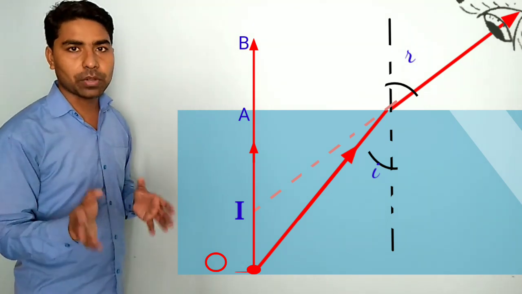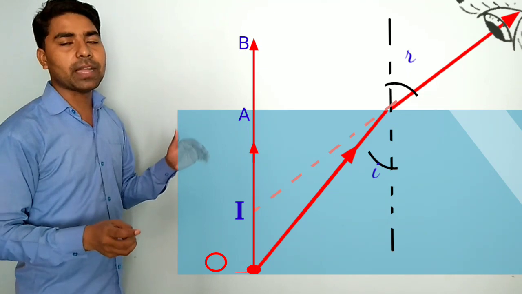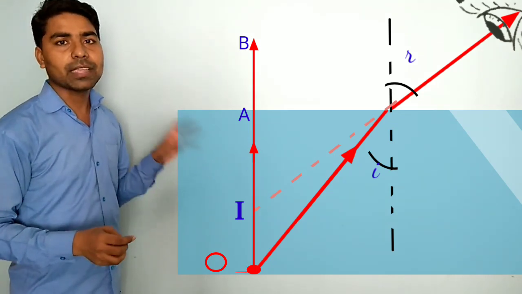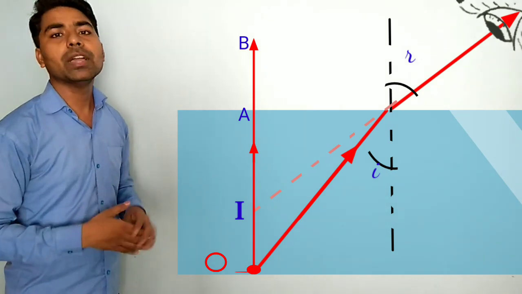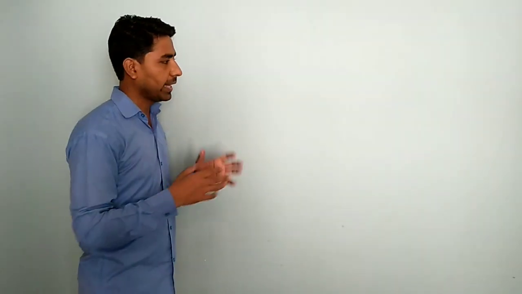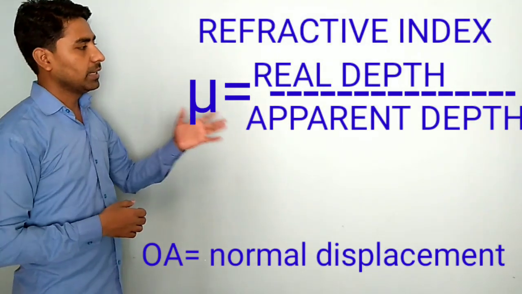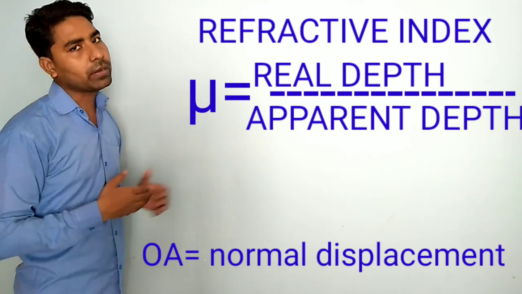It was asked in the board examination also that if it is written the image shifted by, raised by, risen by, if these words come, it means that the IO distance is given. That is, the normal displacement or lateral shift. So here let's see the equation. The refractive index mu is equal to real depth over apparent depth. So remember this equation. Based on this equation, there are many numericals.